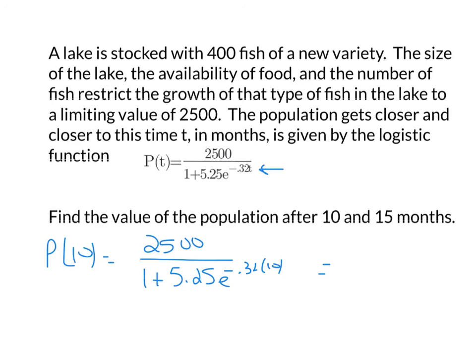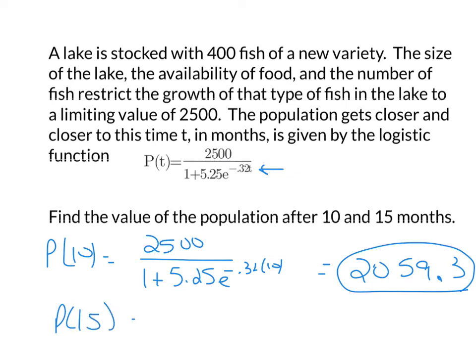You'll see both answers. So P of 10, when I punch all that in and go to my table, I'm seeing 2,059.3. Obviously there's not 0.3 fishes, or fish. I don't know if you say fishes or not. So about 2,059 in 10 months. In 15 months, do the same thing. I'm still looking at the table. If I look at the table for 15, I'm seeing this many, 2,396.3 fish. So still not quite to the max, which is what this is saying, it limits it.